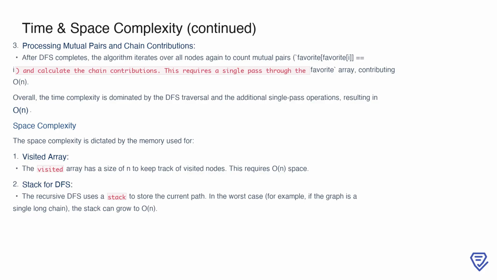Now, turning to space complexity, the memory usage is primarily determined by the visited array, which tracks whether a node has been visited during DFS. This array has a size of n, contributing O(n) space. Additionally, the stack used during the recursive DFS can grow up to O(n) in the worst case, such as when the graph forms a single long chain.